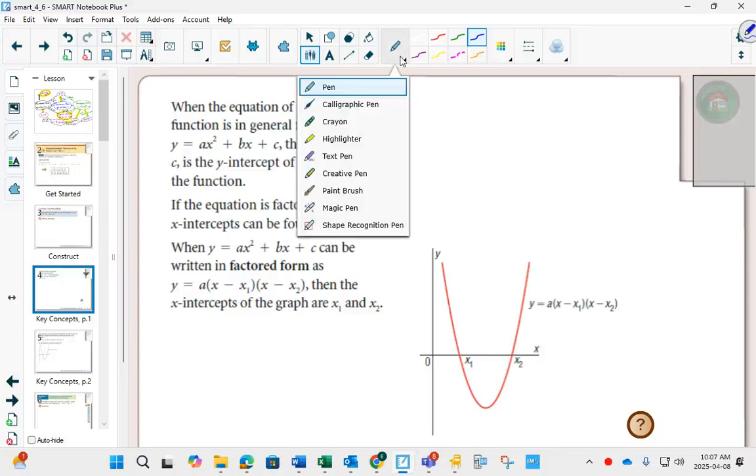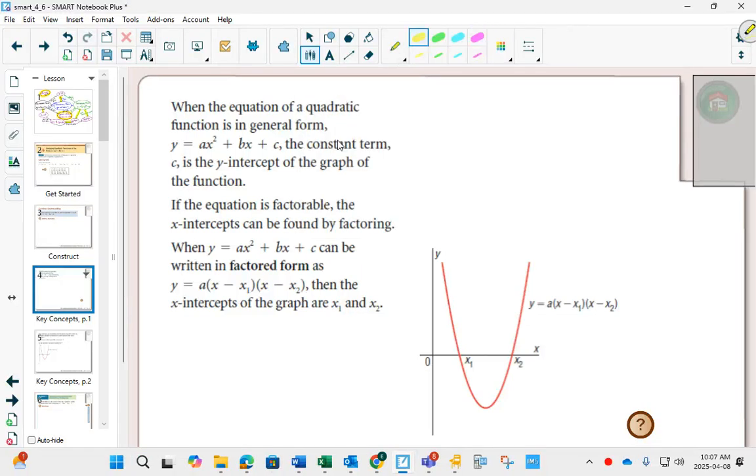So take out your highlighter and highlight factored form. And factored form is really nice because if you have something that can be factored, and we can use, I'll use the example that was right at the beginning.